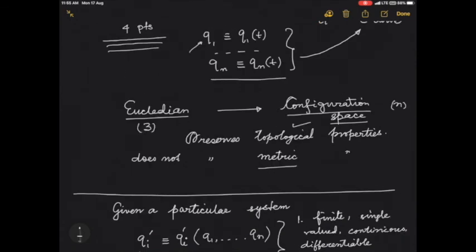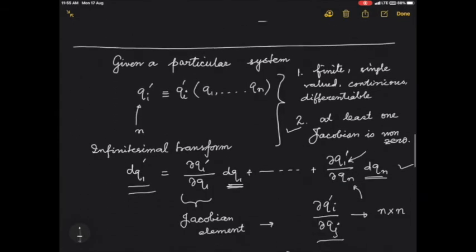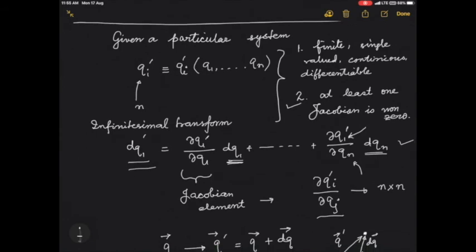We discussed that when you go from Euclidean to the configuration space, it preserves the topological properties, but it doesn't preserve the metric properties.